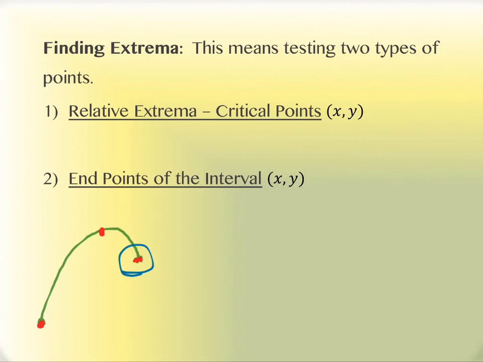And you may not have 3 points. You may have 6 points to test. You certainly could have more than just 3. I'm trying to think if you could have less than 3. You could have 2. 2 is the minimum that you would have because you'd have the 2 end points. So if you had no location between the end points where the slope was 0, you could have just the end points to test. That's a possibility.